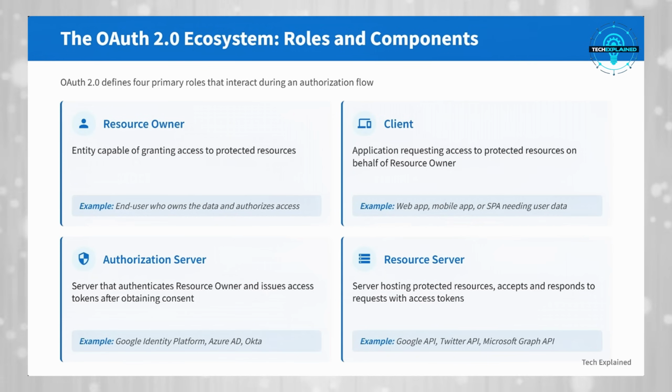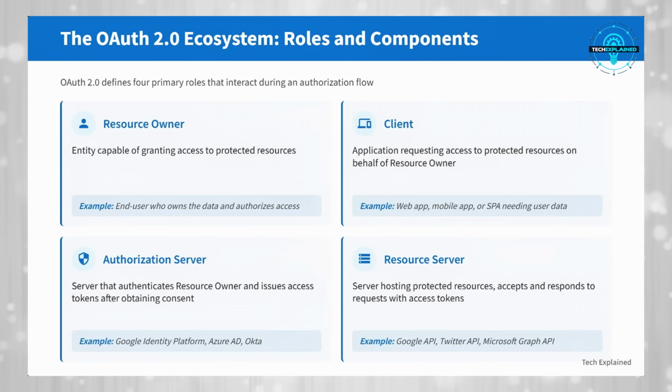Next is the client. This is the application that's requesting access to the protected resources on your behalf. The term client is intentionally broad. It could be a server-side web application, a mobile app, or even a browser-based single-page application. In our analogy, the client is like a trusted friend asking to borrow a specific item from your safe.